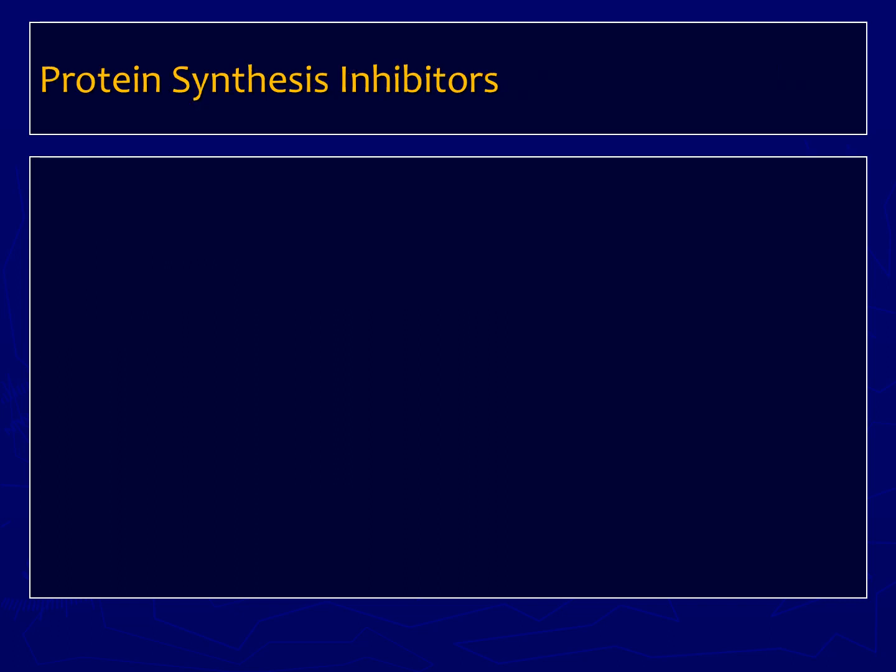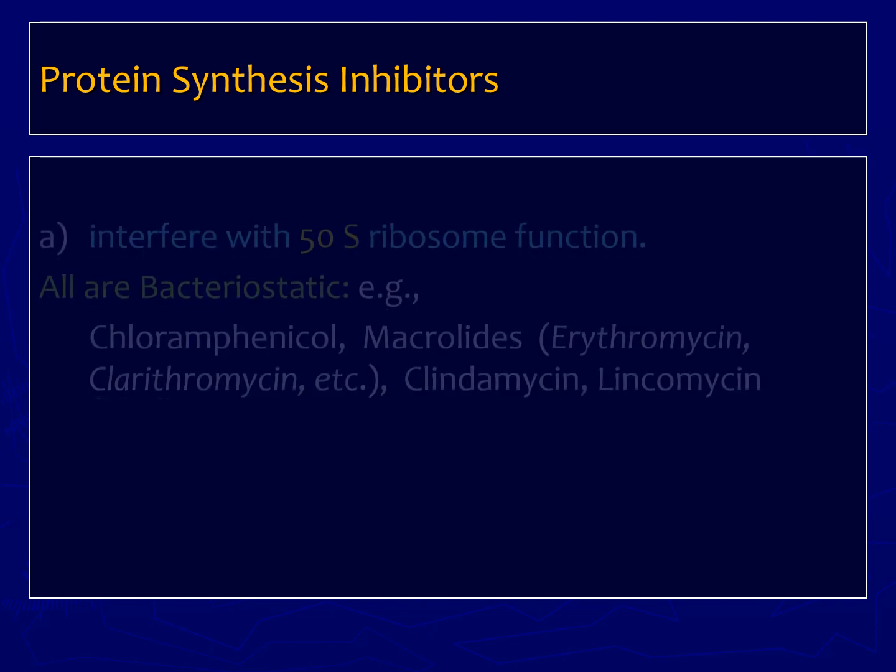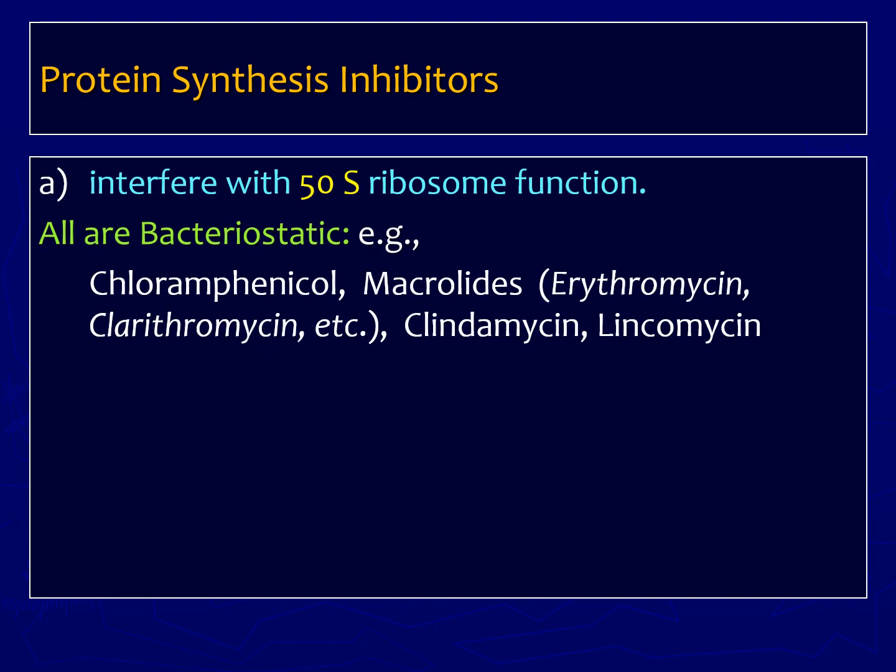Protein synthesis inhibitors inhibit the synthesis of protein inside the cell. For example, interfering with the 50S ribosomal subunits. Now remember, usually all these 50S inhibitors are bacteriostatic in nature: chloramphenicol, macrolides, clindamycin, lincomycin. Macrolides include erythromycin, clarithromycin. So usually all are bacteriostatic unless under specific conditions. They may show, however, bactericidal effects also, but usually we see their activity as bacteriostatic.